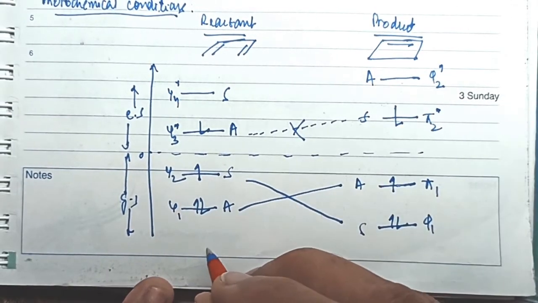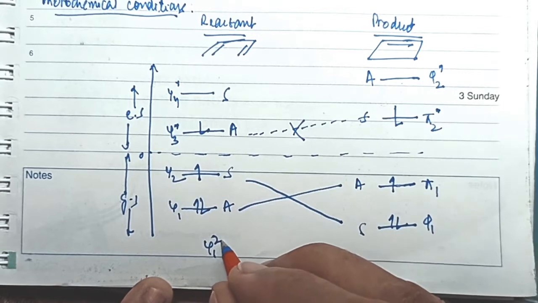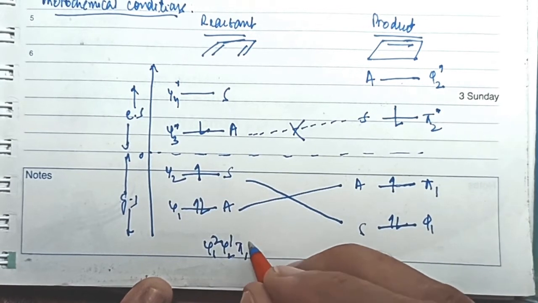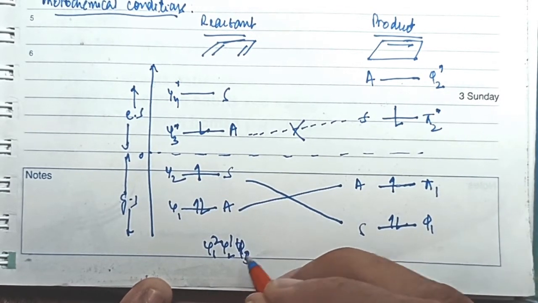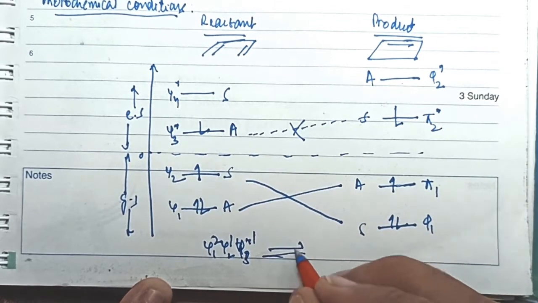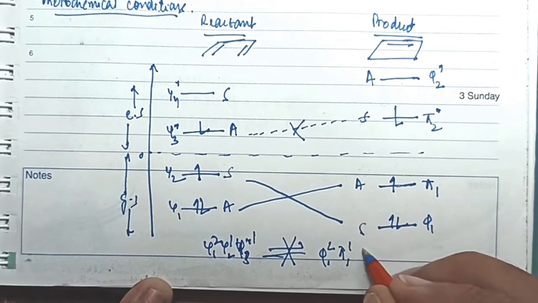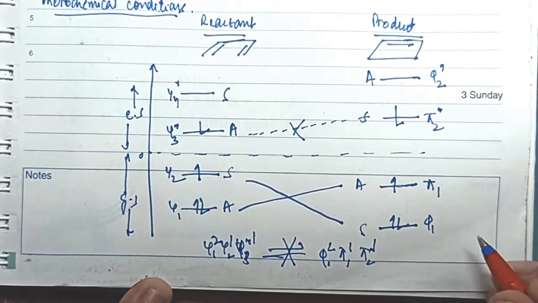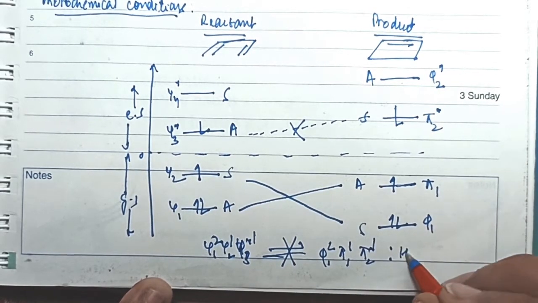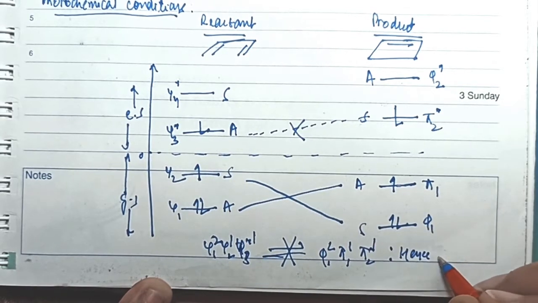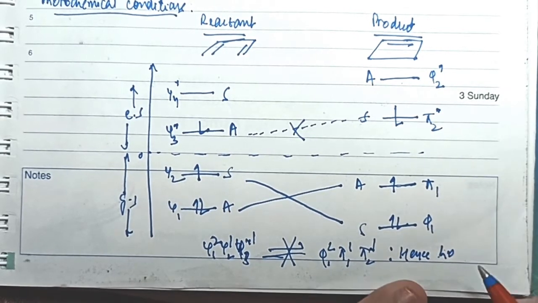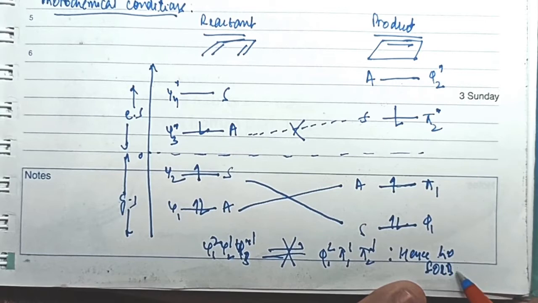And I'd say phi 1 squared, phi 2 1, phi 3 star 1 do not correlate with phi 1 squared, pi 1 1 and pi 2 star 1. Hence this reaction is photochemically forbidden.